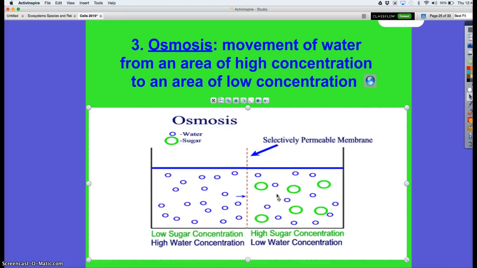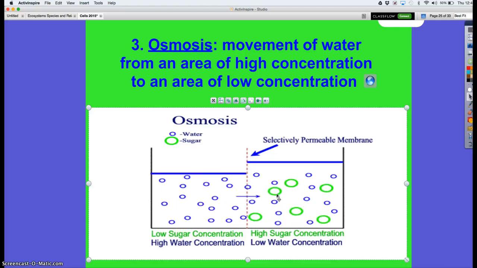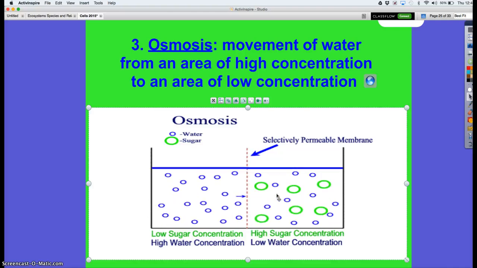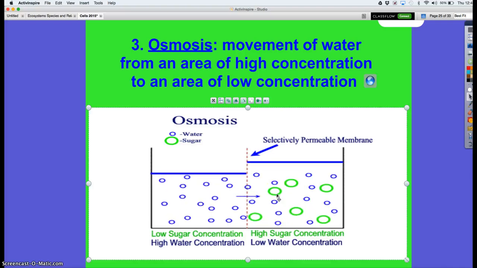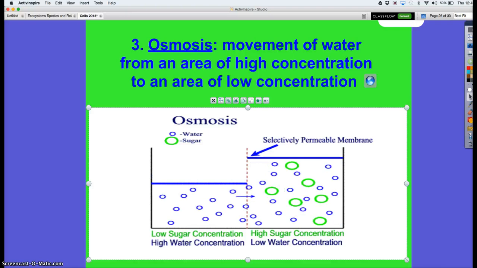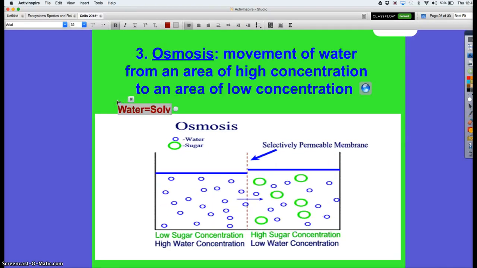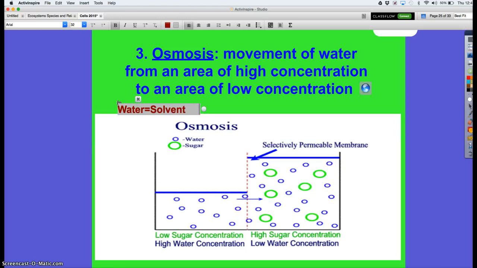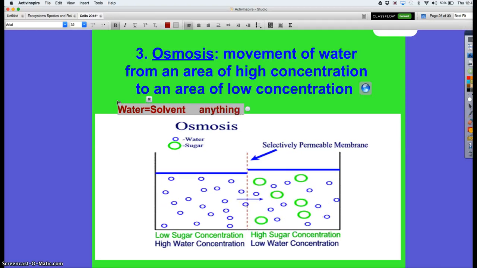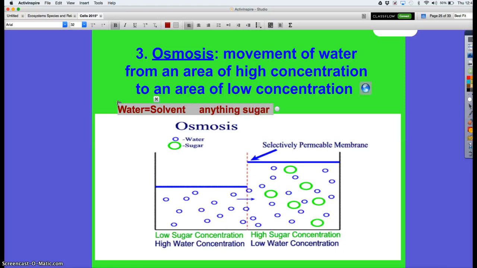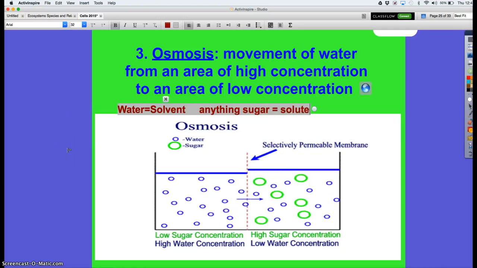It forms polar covalent bonds. It has three states. It's the ultimate solvent. Okay? So it is our solvent. Write that down. Water equals solvent. And the other substance there, the green circles, would be what? Sugar would be our what? Solute. Good. Water is always the solvent.